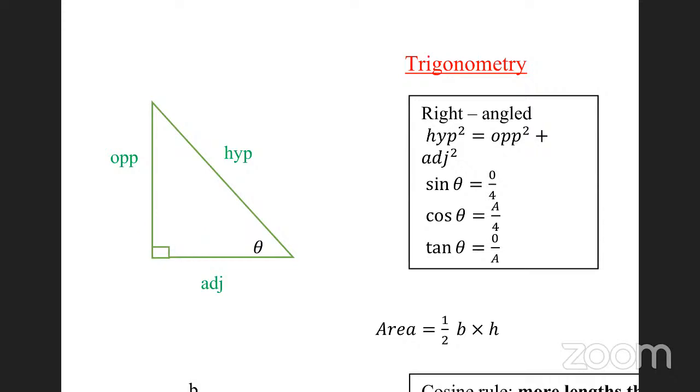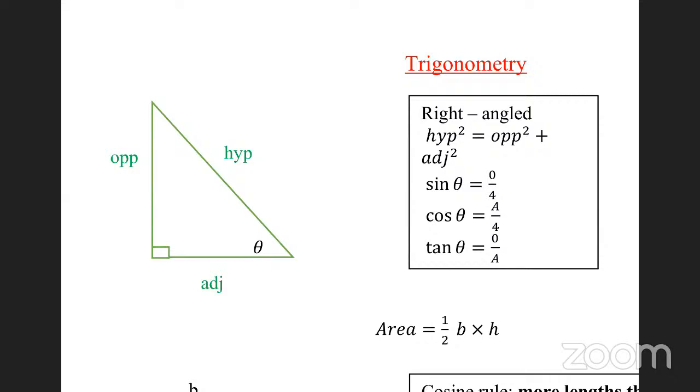How do you find opposite again? If the angle is here, opposite is the length that does not make the angle. Hypotenuse is opposite the right angle, and adjacent is next to the angle. For example, let's say here is 90. Opposite the 90 is your hypotenuse. If your angle is here, here is your opposite, and here is your adjacent. You need to be able to find all the sides, right?